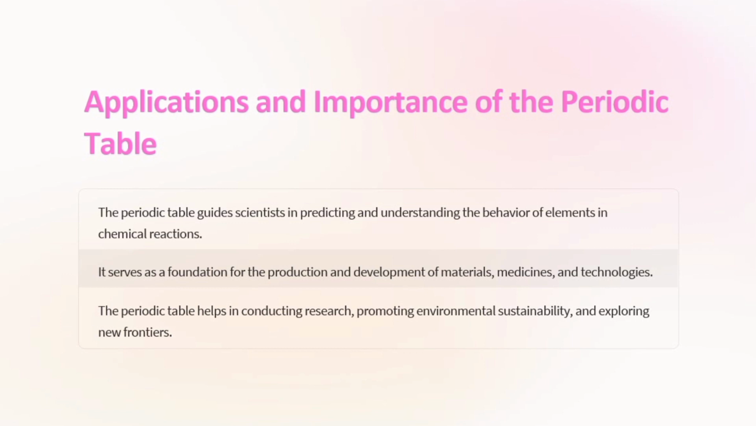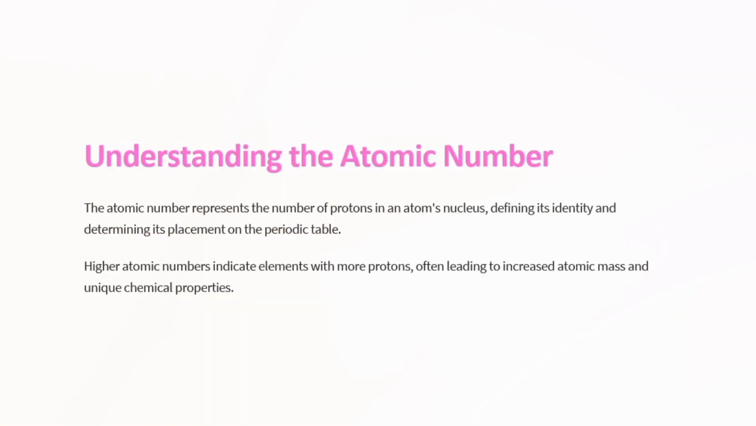At the early stage, we learned that pharmaceuticals, the production of drugs, the backbone and the brain behind all those things is chemistry. Are we together? Yes. And the next thing is that the periodic table helps in conducting research, promoting environmental stability, and exploring new frontiers. So we will end here.